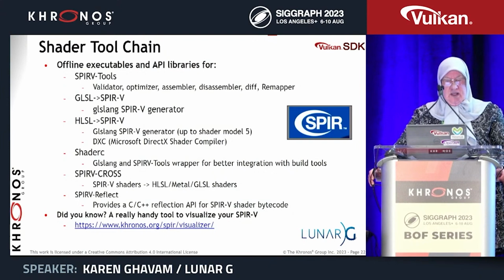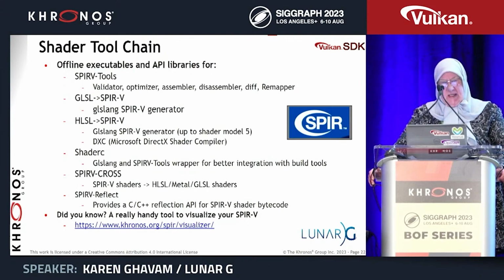We include Shaderc, which is basically a wrapper for glslang and SPIR-V tools for better integration into build tools. We include SPIRV-Cross, which will take SPIR-V shaders, and you can view them in HLSL, Metal, or GLSL. We have SPIRV-Reflect, which provides a C/C++ reflection API for SPIR-V shader bytecode.